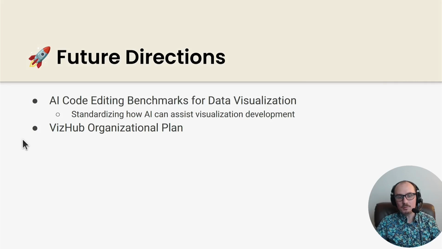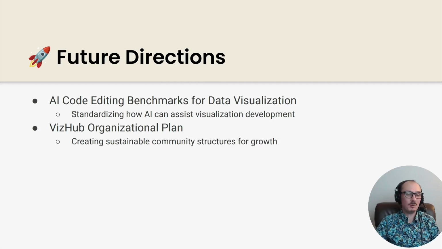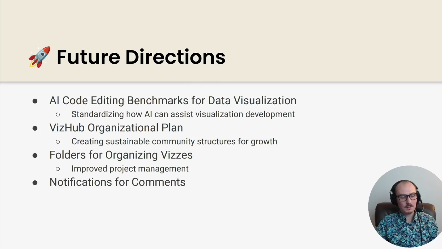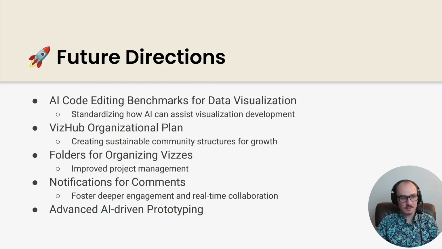So the future directions for Vizhub is build out the benchmarks, like data viz AI editing benchmarks. It's going to be amazing. I want to create an organization plan so educational institutions could have their own account, for example, and make folders, like maybe a folder for the class. I know that could be a pain point now because it's all sort of flat. In Vizhub, there's no folders. I've got to add notifications for comments. Otherwise, it's kind of useless.